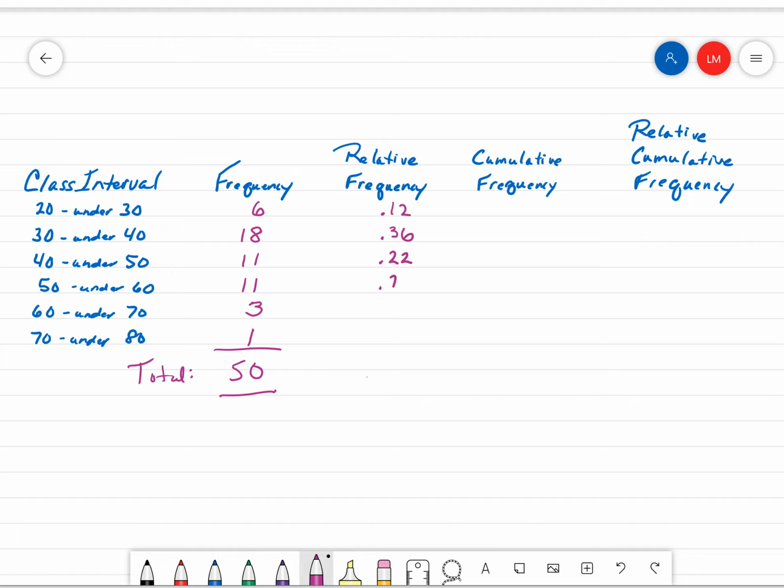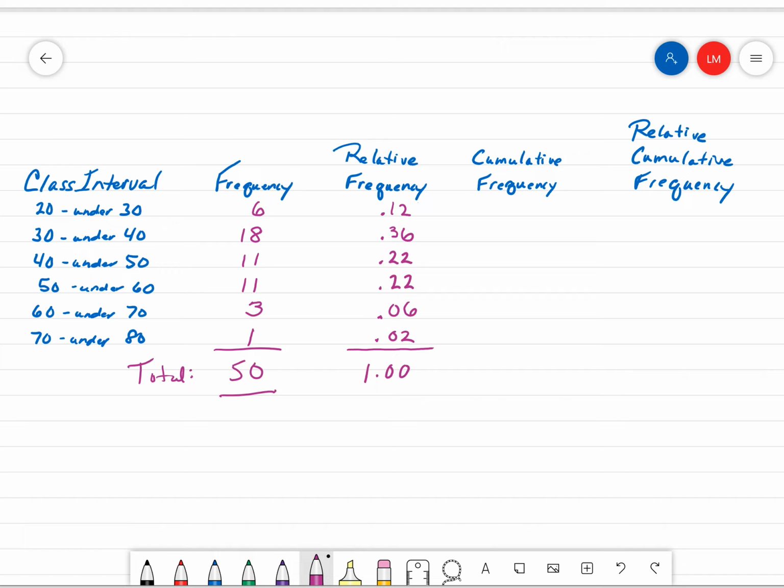These can also be expressed as percents, so those would be 22%. And then 3 divided by 50 gives us 0.06. And finally, 1 out of 50 is 0.02 or 2%. Again, you can verify your work. It should add up to approximately 1 or 100%.